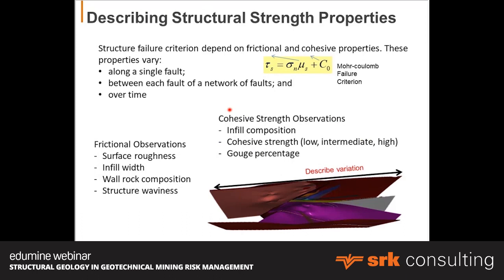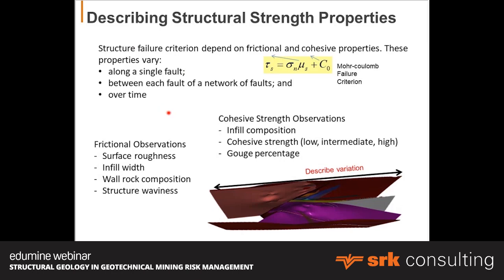So in practical sense, what does that mean? What are you looking for as a structural geologist to communicate to the engineer? All right. So you're really looking for those frictional and cohesive properties. Okay. That could be along a single fault. It could be between faults in a network of faults, and that might actually change over time.